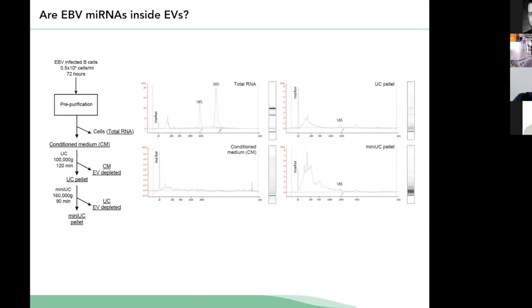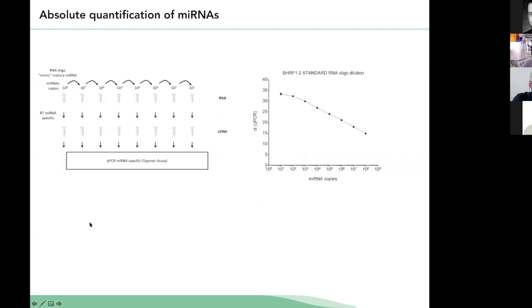Okay, but on all of these, where are the microRNAs? To check where the microRNAs were, we established an absolute quantification of the microRNA to not only see if they're there or not, but also to know how many. And to do this, you need the RNA oligo that mimics the mature microRNA.